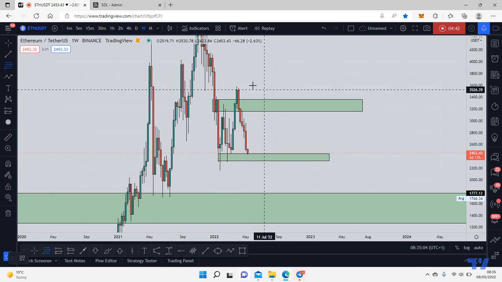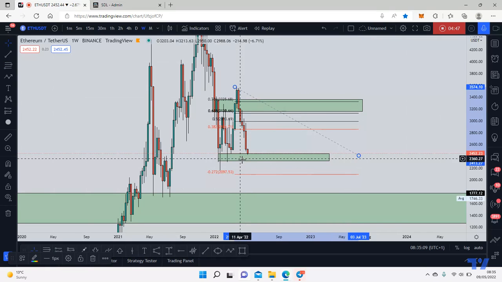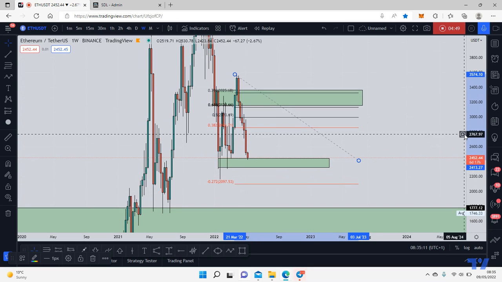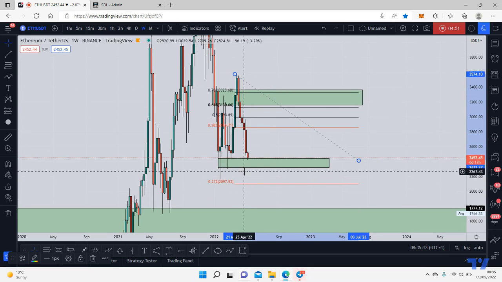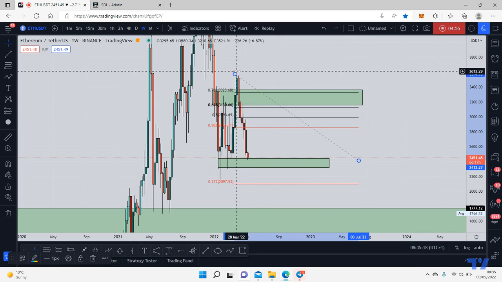We have this impulse to the downside. Now, if we want to measure the retracement, we take our Fibonacci from the high to the low. And at the moment, obviously, this impulsive move has not yet finished. We do not have any confirmations that this bearish impulse has finished. We are testing this demand.